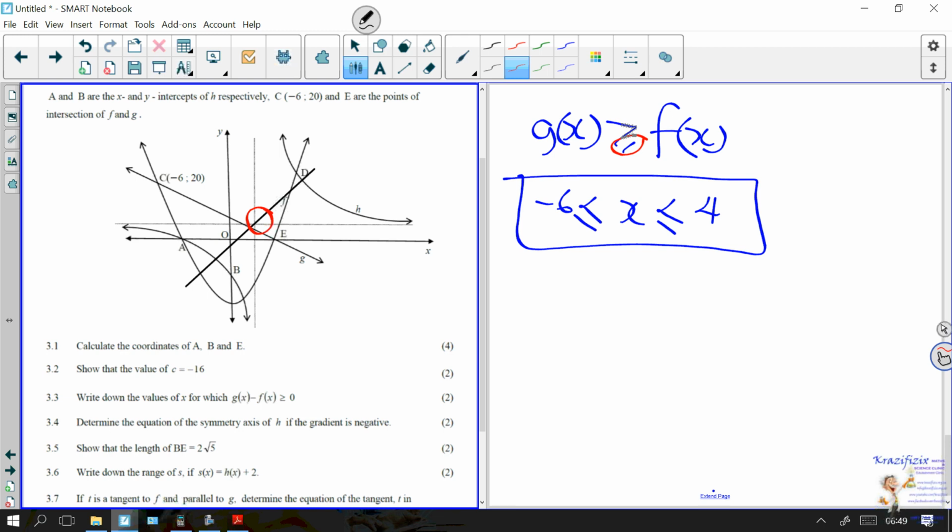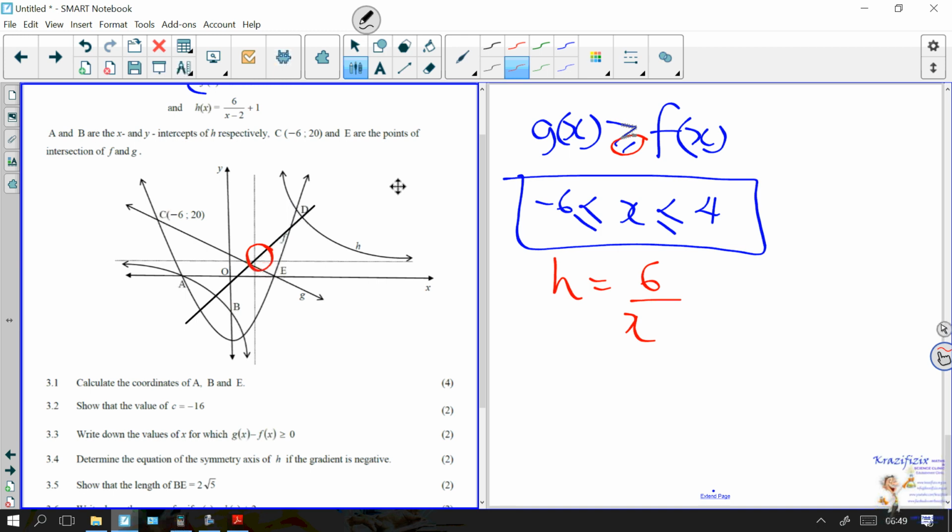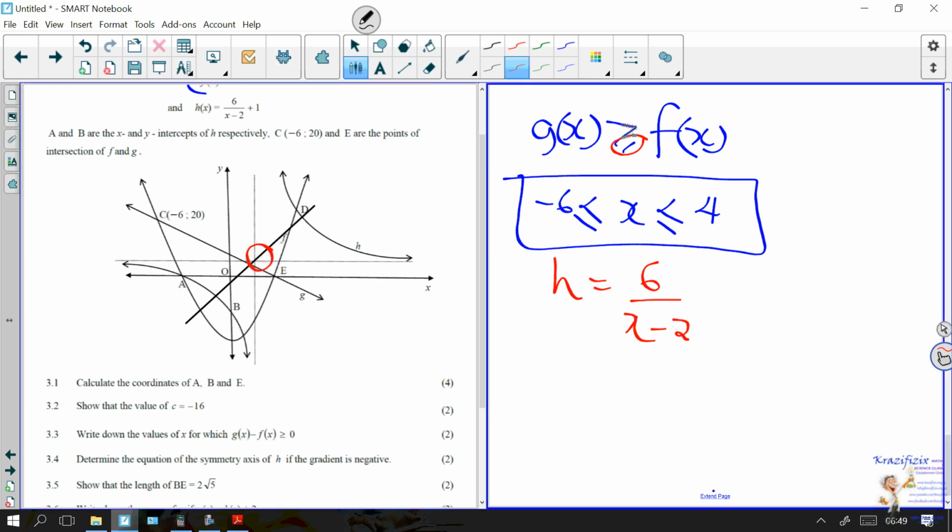intersection there. Okay, what is the function h? My function h is 6 over x minus 2 plus 1. I cannot answer this. First thing I need to do is to look for my asymptotes. And in getting your asymptote, guys, x minus 2 equals 0. X equals 2. So that's your equation there.